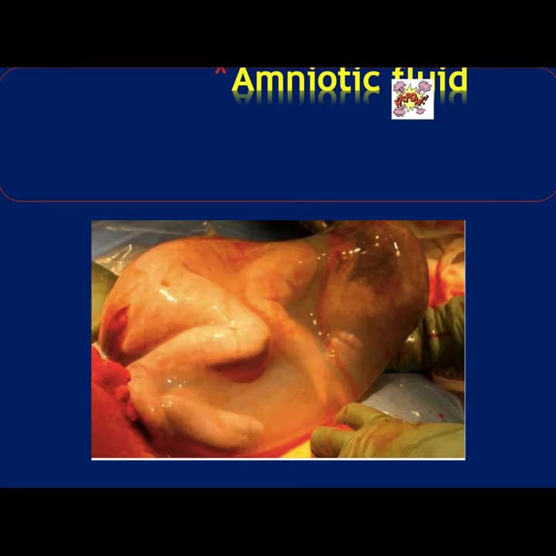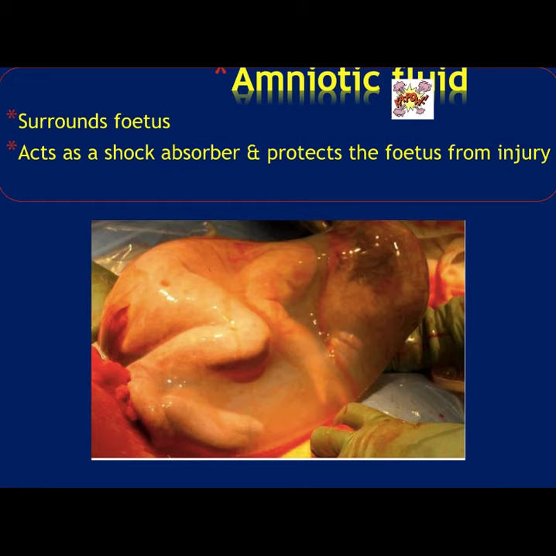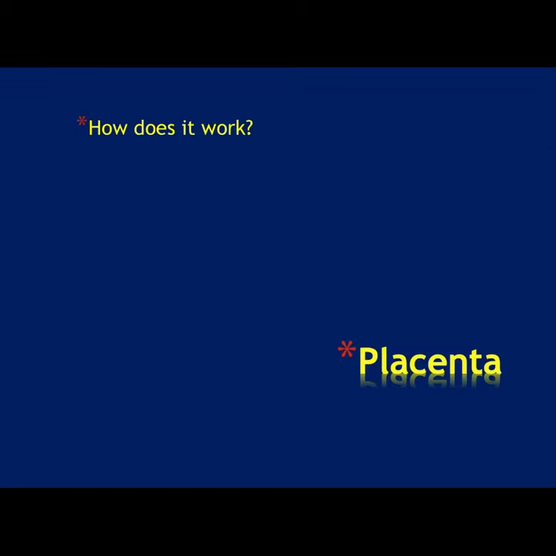So amniotic fluid is literally liquid, and this picture is of a baby that was born by cesarean section, and it is still in its amniotic sac, and you can see that there's fluid in there. The whole point of it is that it surrounds the fetus, it actually protects them, it acts as a shock absorber, and it protects the fetus as the mom goes about her day.